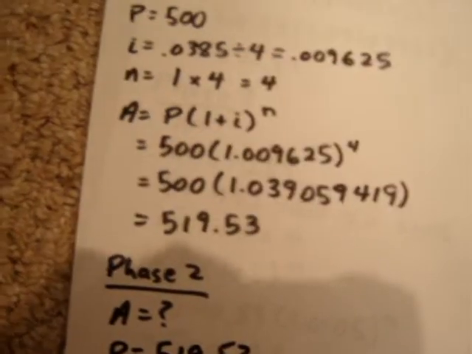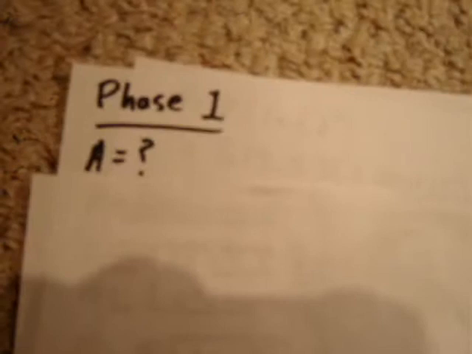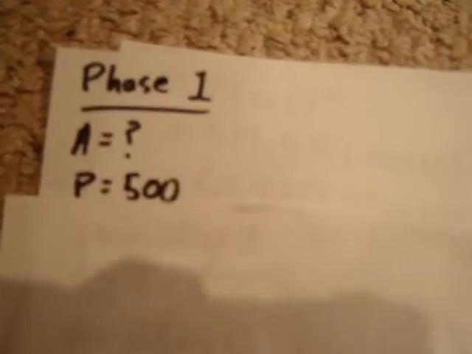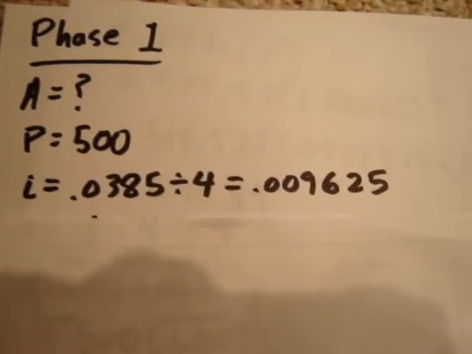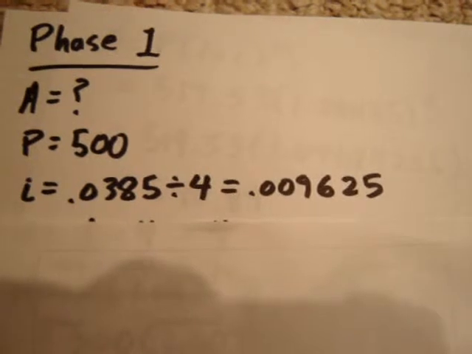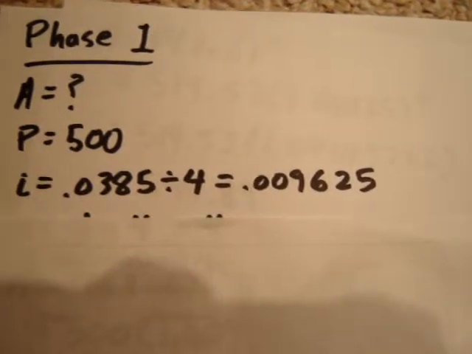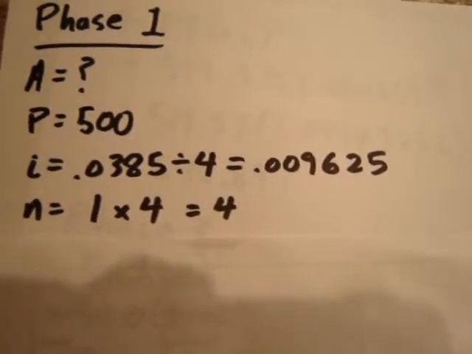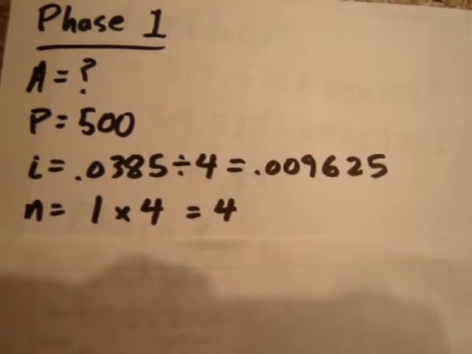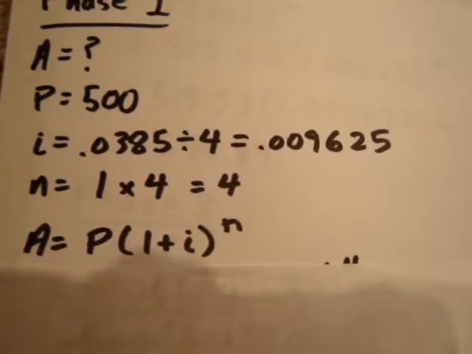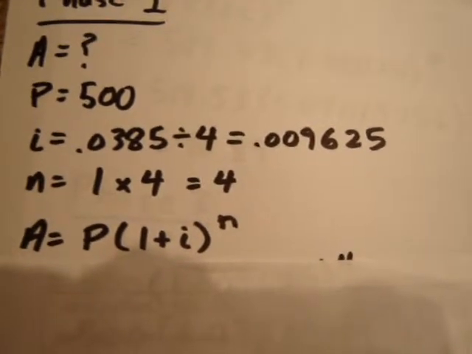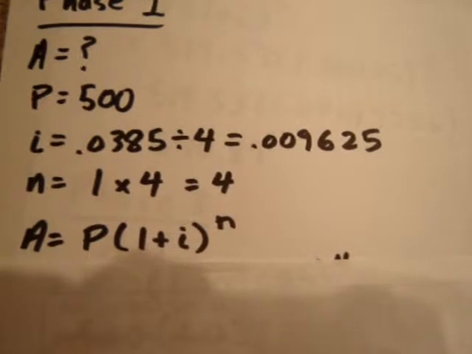Well, Phase 1 requires us to determine the amount when the principal is $500. In Phase 1, our little letter i is 0.0385 divided by 4, so that's 0.009625. Our n is 1 year times 4. Why do we multiply by 4? Because it's compounded quarterly. And so our final amount will be the principal times 1 plus i raised to the exponent n.